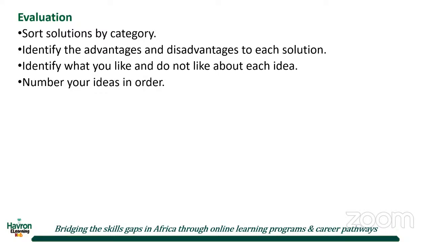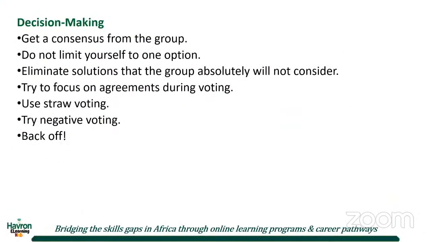Now that you have some solutions in mind, it is time to evaluate them to see which ones are feasible. Sort solutions by category. This can be similar to the checkboard above, just with some critical thinking applied. Identify the advantages and disadvantages of each of these solutions. Then identify what you like about each idea and what you do not like. There is a tendency that there is something you will like about an idea and something you do not like. Number your ideas in order, from the one that seems the most feasible to the one that seems the least feasible. This is useful for smaller problems.